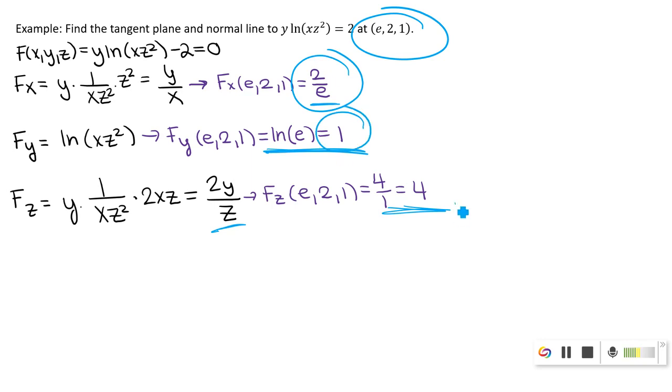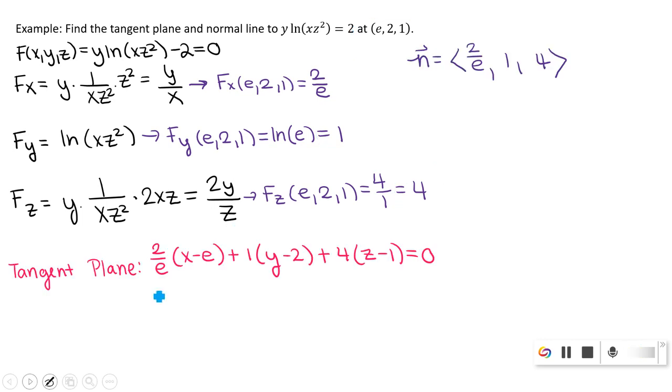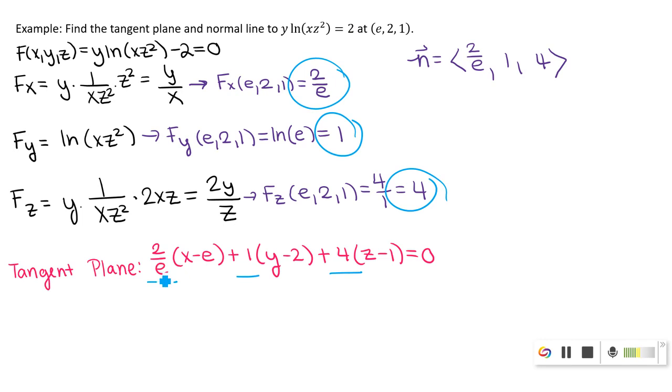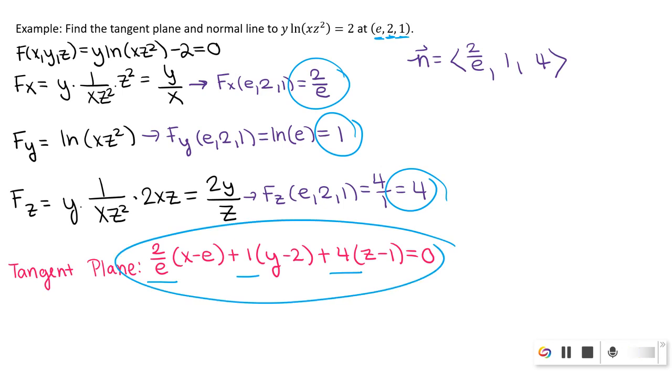And so these numbers, my derivatives, do give me my normal vector, normal to that plane. And so those numbers are going to become my coefficients of my x, y, and z. So there's my tangent plane. I'm going to take the 2 over e times (x minus e) plus 1 times (y minus 2) plus 4 times (z minus 1). So I just plug those derivatives and my point of tangency in, and there's my equation of the plane.